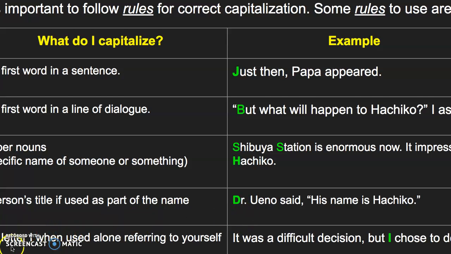Last thing, the letter I, when used alone, referring to yourself, should always be capitalized. So here's an example sentence. It was a difficult decision, but I chose to do it. All right, so those are some of the rules and some examples of how to do it. You guys can go back and review this slide again on your own time if you have to.